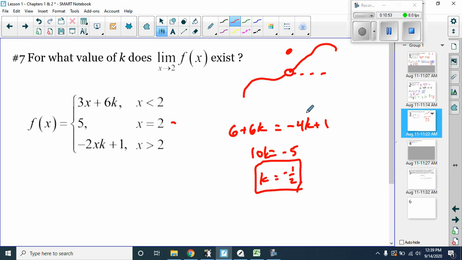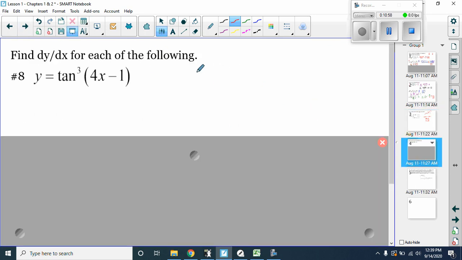So that was chapter 1. Chapter 1 was all about limits and continuity. Chapter 2 is all about derivatives. Derivatives, we did the power rule, the product rule, the quotient rule, the chain rule, implicit differentiation, as well as related rates. So we're going to review that here today as well. Number 8, each of these is asking us to find dy/dx, find the derivative of y.